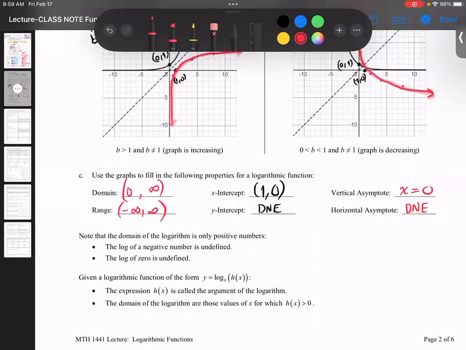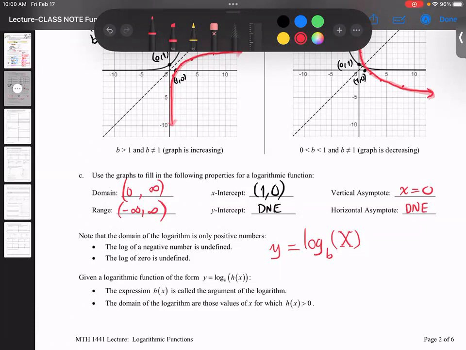Notice that the domain of log is positive numbers only. What does that mean? That means the argument, I would write y equals log base b of capital X. Why do I say capital X? The argument doesn't have to be the little x all the time, right? It could be an expression, it could be x plus 1, it could be 2x minus 3, something more complicated, right? And I call that the argument.